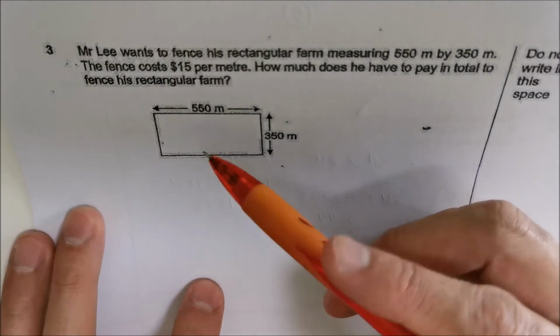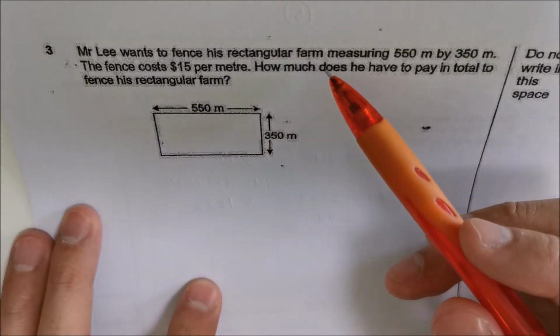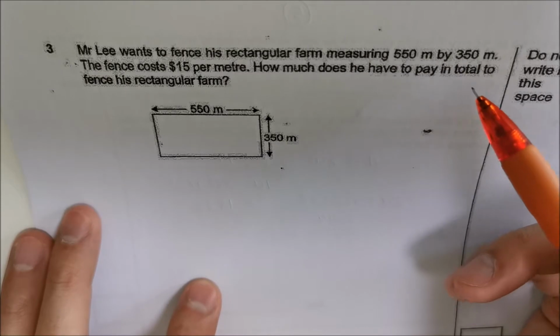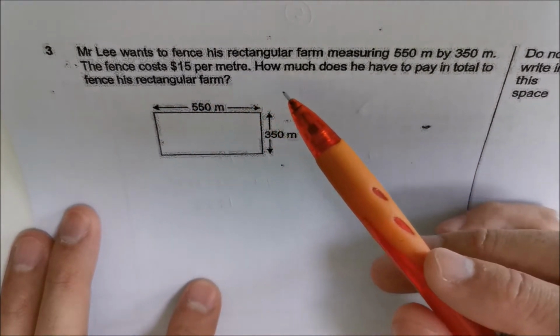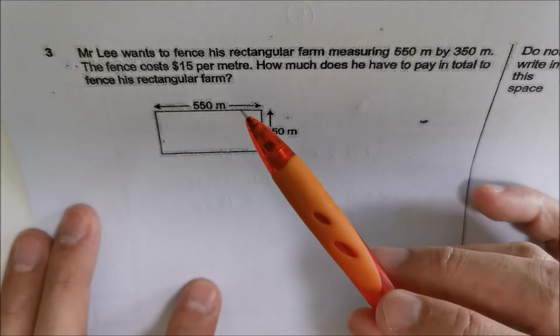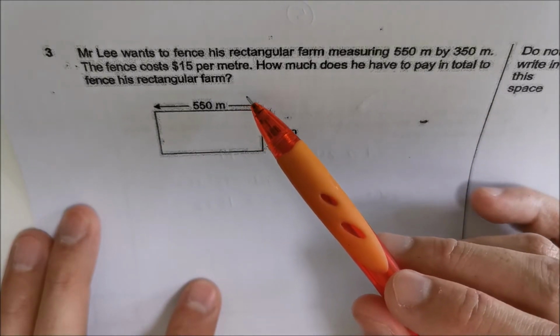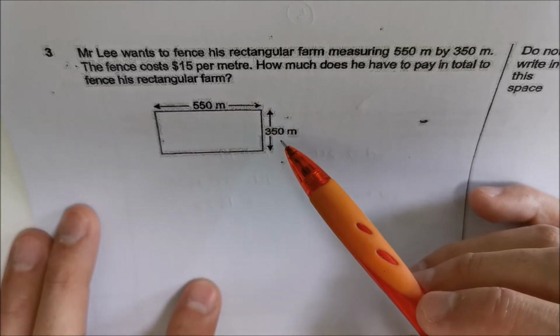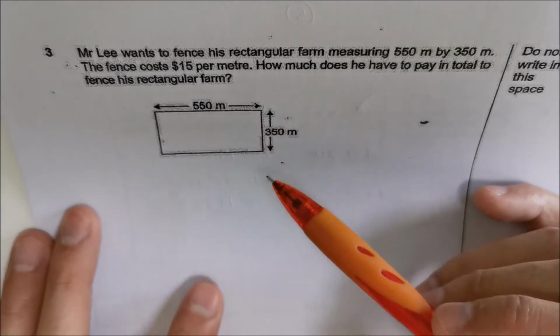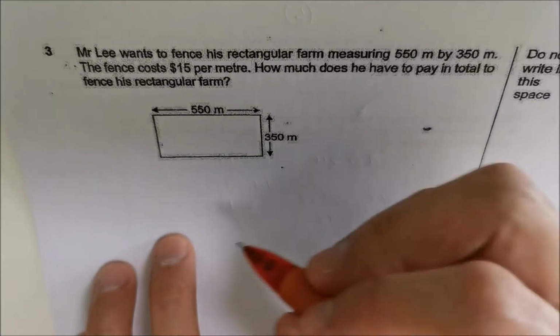Question 3. Mr. Lee wants to fence his rectangular farm measuring 550 meters by 350 meters. The fence costs $15 per meter. How much does he have to pay in total to fence his rectangular farm? Okay guys, the rectangular farm is 550 meters by 350 meters. So what we need to find, right, is the perimeter.